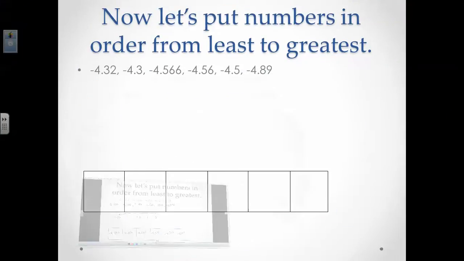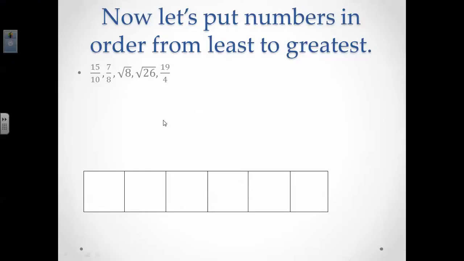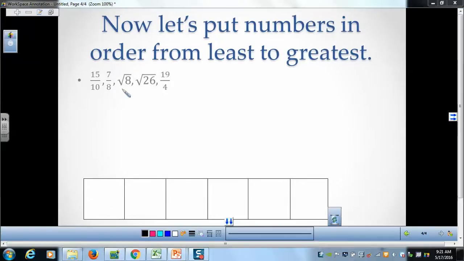Alright, let's look at another example. Now this has a mix of fractions and some radicals, some roots in here, so we're going to just kind of estimate. Once again, when we look at 15/10 here, 10 over 10 would equal 1. 20 over 10 would equal 2. That would be 2 wholes. Now 15 over 10 would be directly in the middle of these two, so that's like 1.5. We can kind of estimate that.